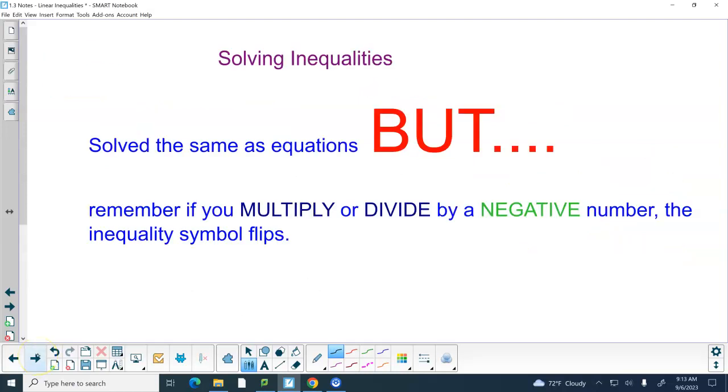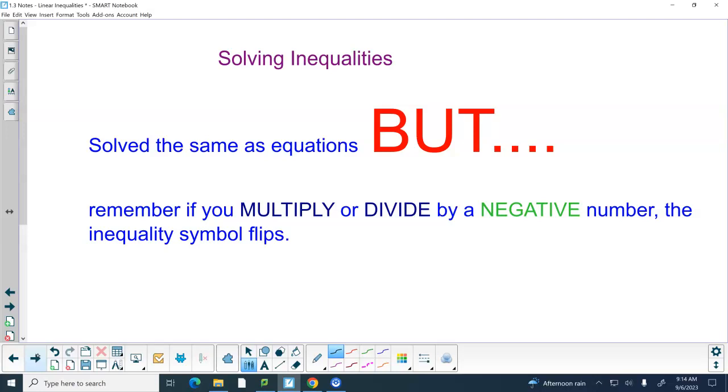Solving inequalities is done the same way as equalities, which we did last week, Thursday. Remember the golden rule: what we do on one side, we do on the other. We want variables by themselves on one side, numbers by themselves on the other side. We move stuff using opposites. So if it's plus 7, we subtract 7 from both sides to move it. If it's 2 times x, we divide by 2 on both sides to get rid of that 2. You've done that thousands upon thousands of times.